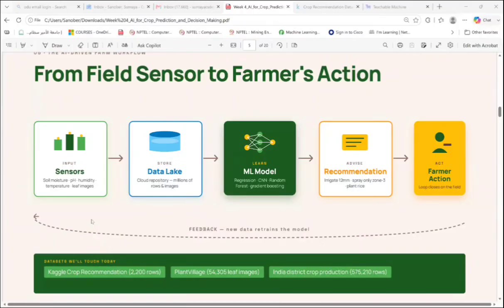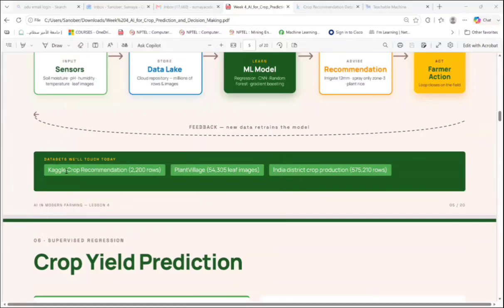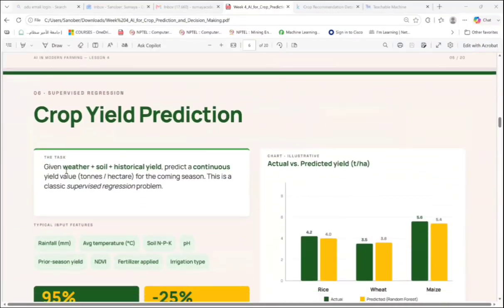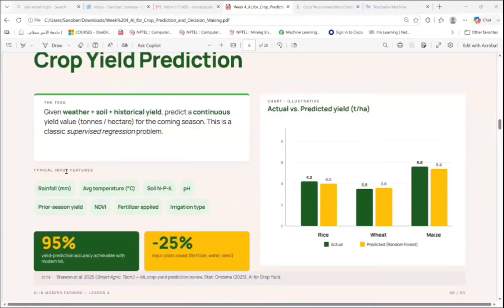Now, one of the most common agricultural prediction tasks is estimating crop yield. So we are going to talk about crop yield. Let's try to understand this slide, then I will take you over the real data set. Crop yield prediction asks a numerical question: how much crop will a field produce? Because the answer is in numbers such as tons per hectare, this is usually a regression problem.